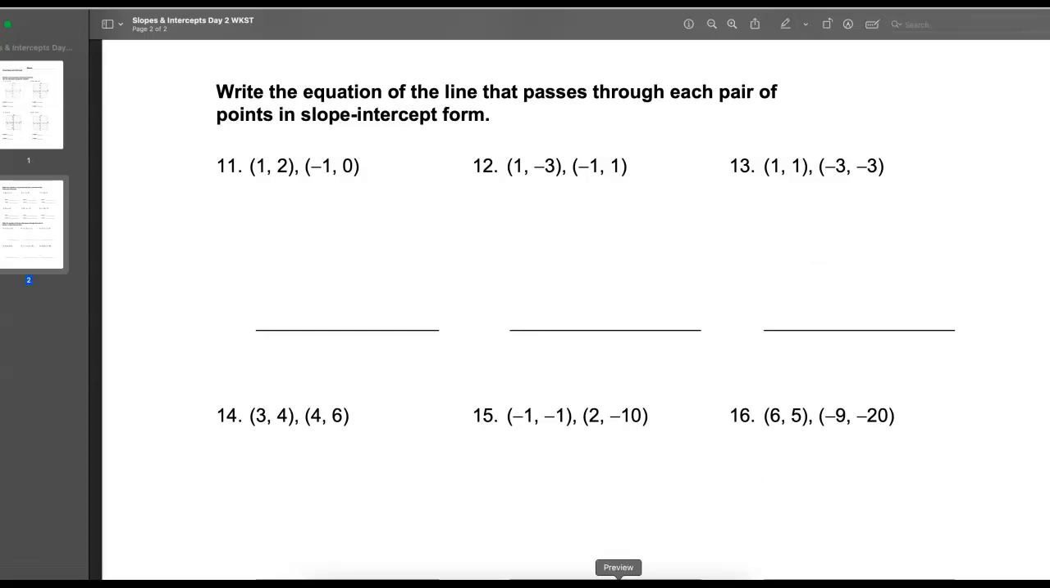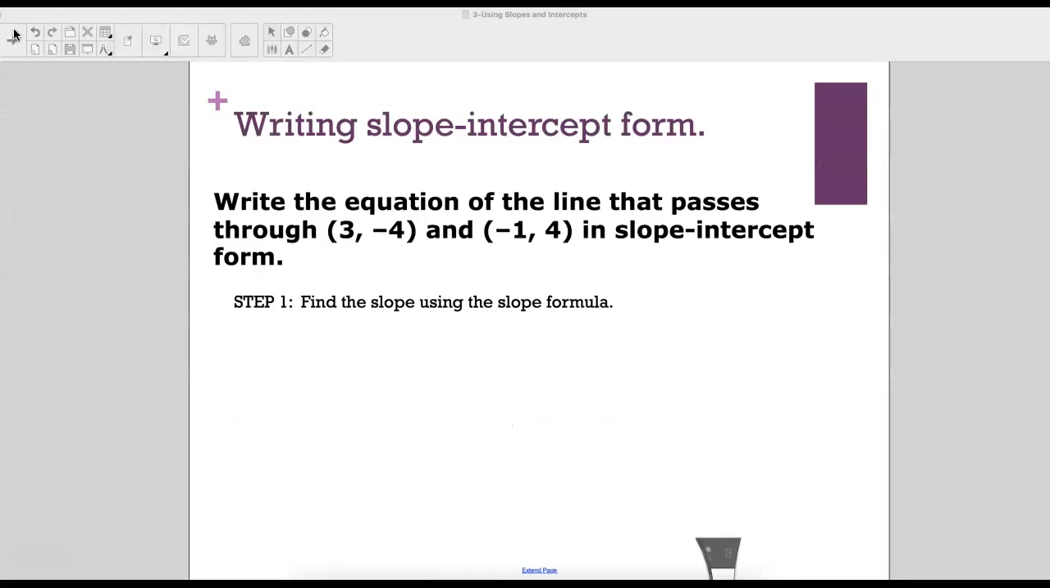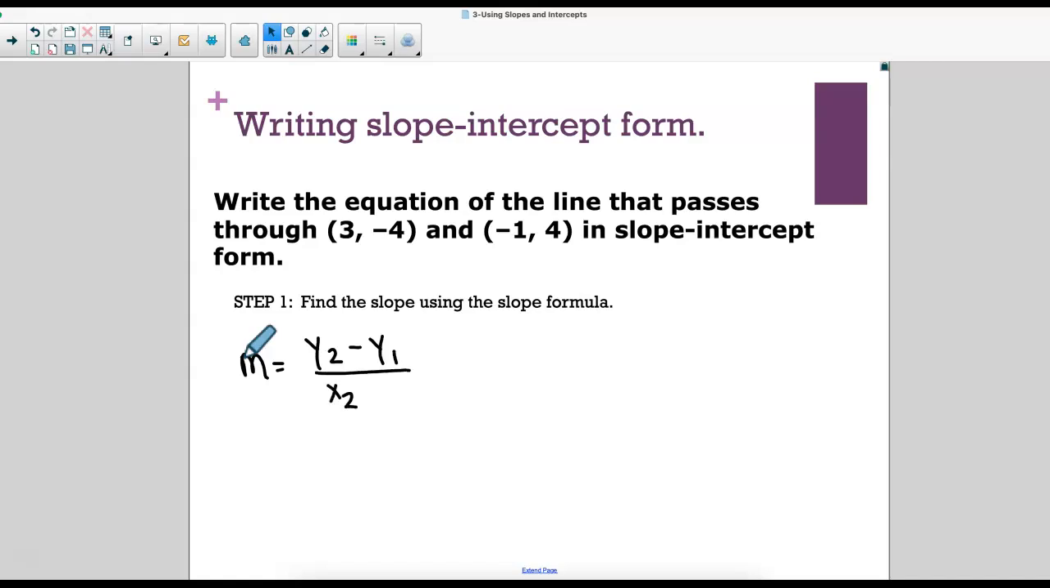Okay, so on your notes packet, okay, we're here. So it says, write the equation of the line that passes through the point 3, -4 and -4, 1 in slope-intercept form. The first thing we need to do is find the slope. Do we know how to find the slope if we're given 2 points? Yeah. We absolutely do, okay? So we're gonna find the slope using the slope formula. Everybody write this down. M equals y2 minus y1 over x2 minus x1. Okay, that's the formula we need.